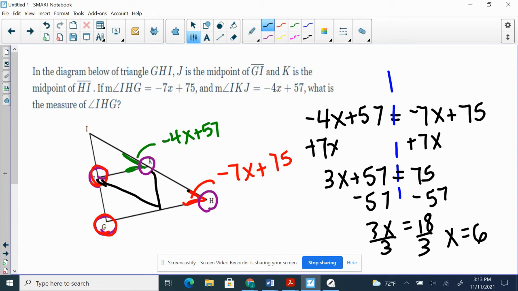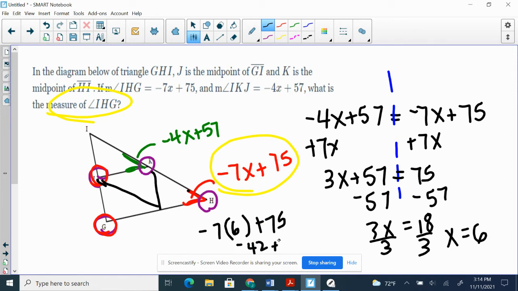Now be careful: if this is a multiple choice question on our quiz or on any state test, 6 is going to be there. That's not the answer to this question. What is the measure of angle IHG? So we're going to take this and plug in 6. Negative 7 times 6 plus 75, so negative 42 plus 75, which is the same thing as 75 minus 42, which gives us 33. So our actual answer to this problem is 33. Be careful because in multiple choice, 6 will be there.